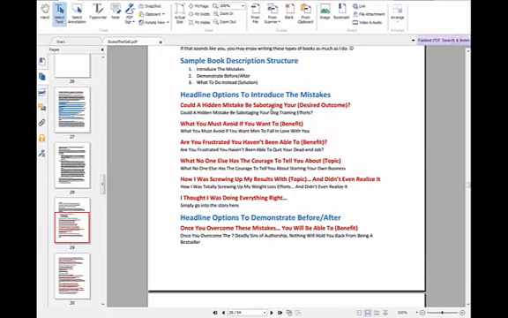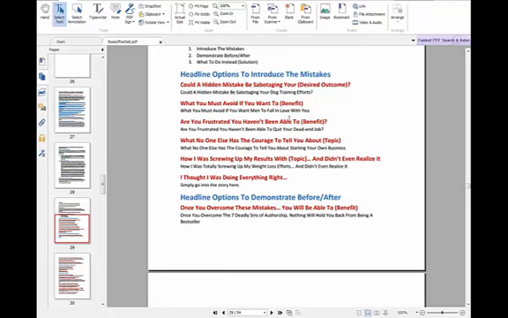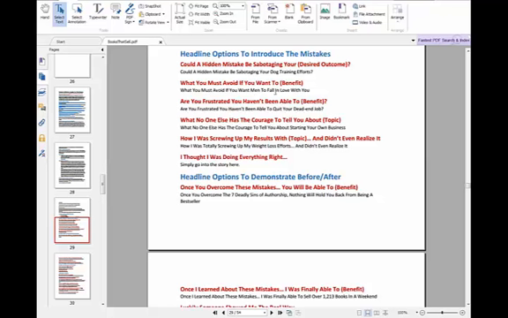So, could a hidden mistake be sabotaging your blank? This is how I start my book, Why Authors Fail. Could a hidden mistake be sabotaging your success as an author? In this case, could it be sabotaging your dog training efforts? What you must avoid if you want men to fall in love with you. Like, ooh, I hope I don't make that mistake. I hope I'm not doing that. In my case, if I want women to fall in love with me, I better not be making that mistake. It's intriguing.